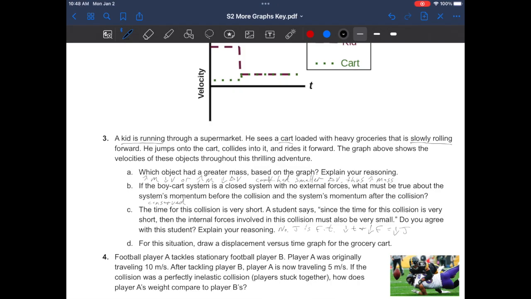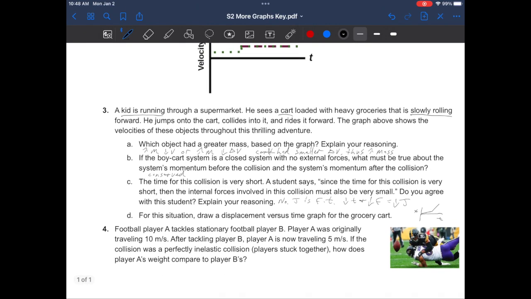For this situation, draw a displacement versus time graph for the grocery cart. So if we draw a graph that has displacement and then we have time, the velocity will be our slope. So we're going to have a constant slope initially, and then once that impact occurs, we're going to have a new constant slope, because we have two constant velocities, the velocity from before and the velocity after. That little intersection would be the moment in time the impulse or the collision occurred.